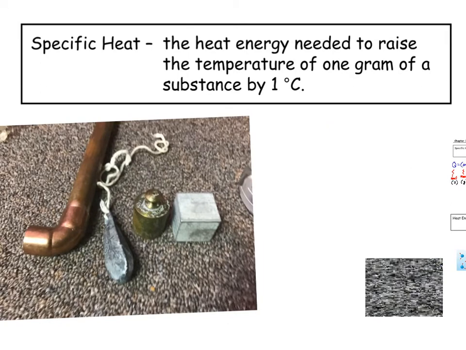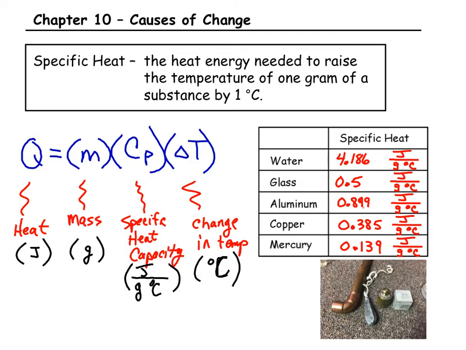That then brings us to this topic called specific heat. Specific heat is the heat needed to raise the temperature of 1 gram of a substance by 1 degree. This is the main equation for this unit. What does it tell us?